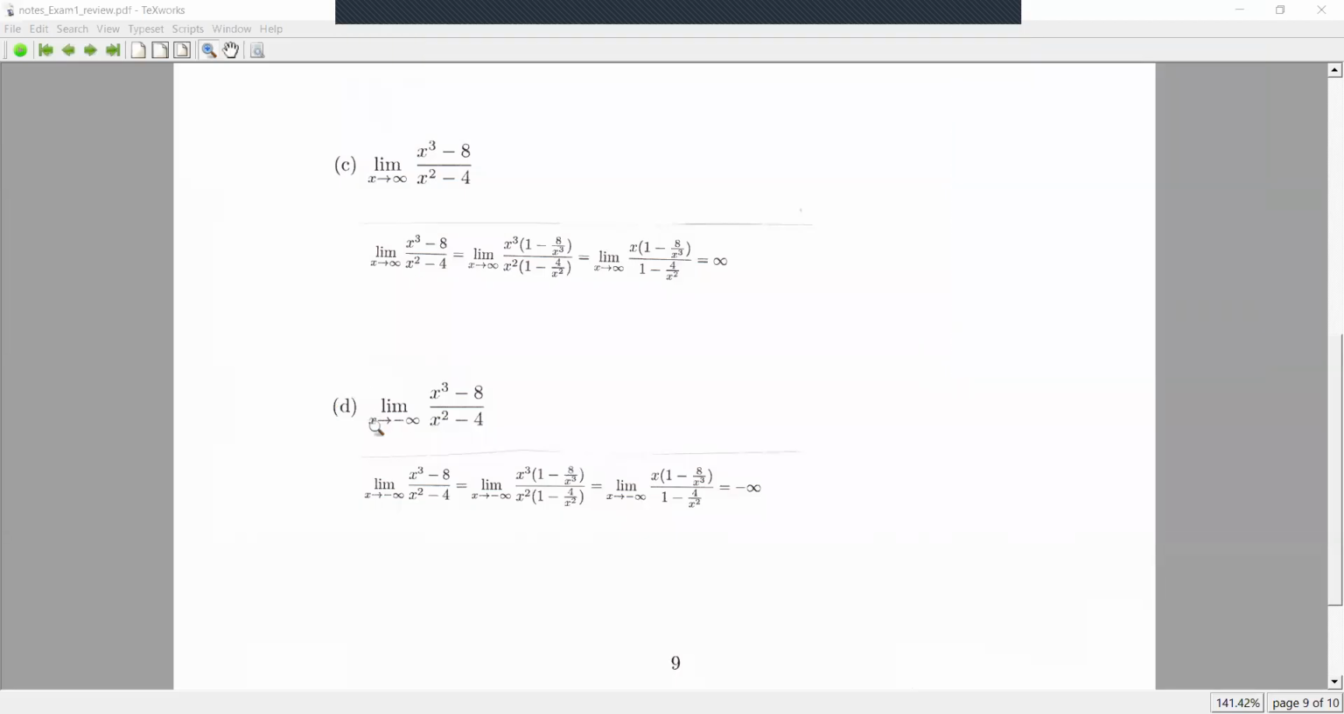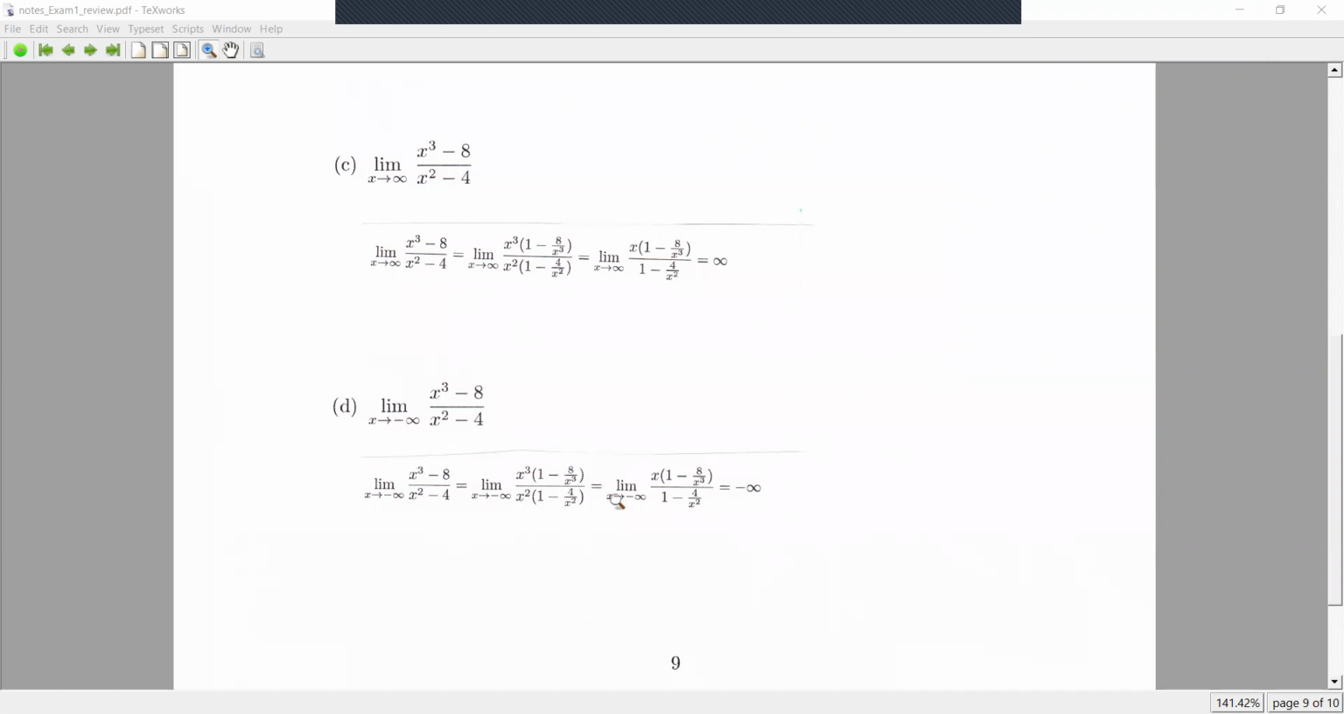Part D. The limit in part D is a limit at negative infinity. To find the limit, on the top, factor x to the third out. At the bottom, factor x squared out. Then we have this equation. Cancel out x squared. Then we have this equation.